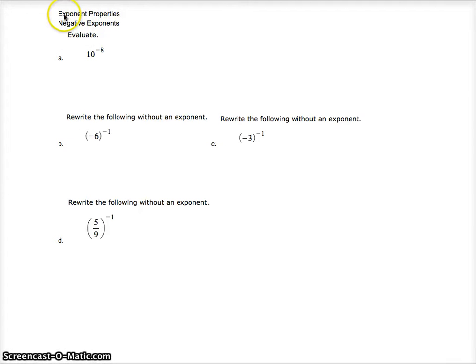Here we're going to look at negative exponents. Letter A says evaluate 10 to the negative 8th power. In order to evaluate that, we need to remember something about negative exponents.